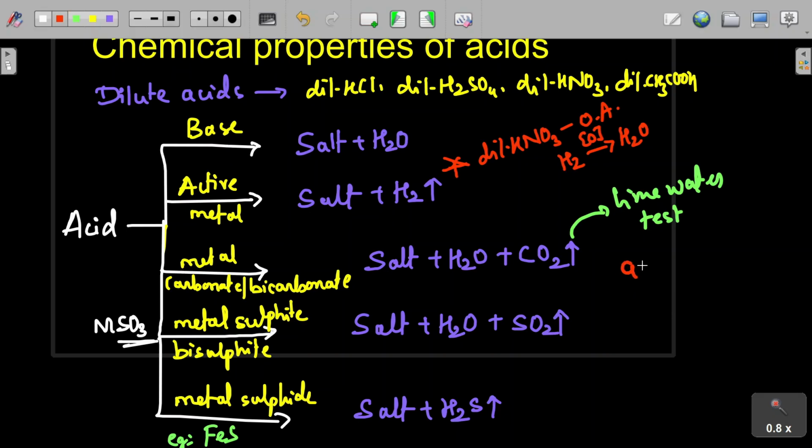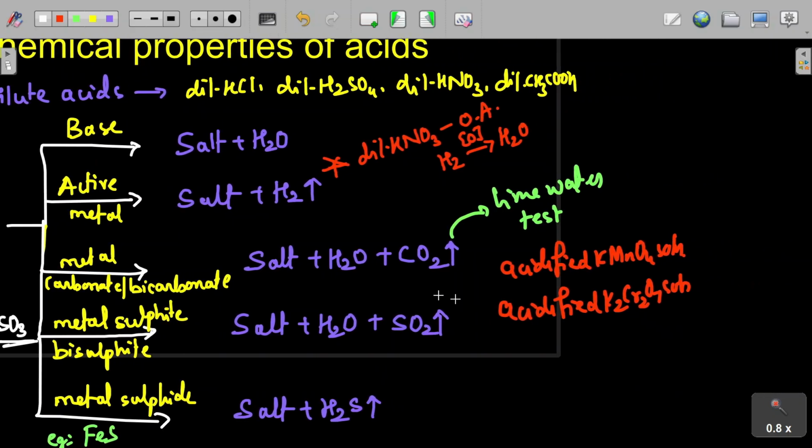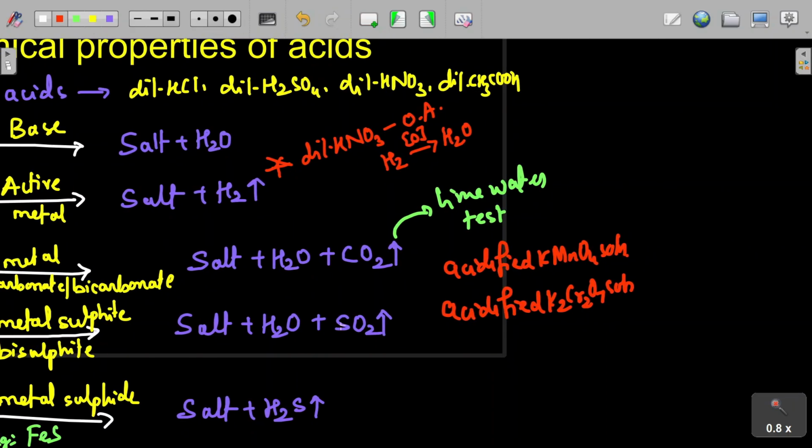You will use acidified KMnO4 solution. You have to write it completely. Many of you simply write KMnO4. No, write acidified potassium permanganate solution, or you can use acidified potassium dichromate solution. If you write this, you get the marks.